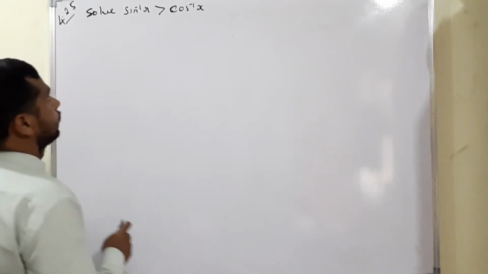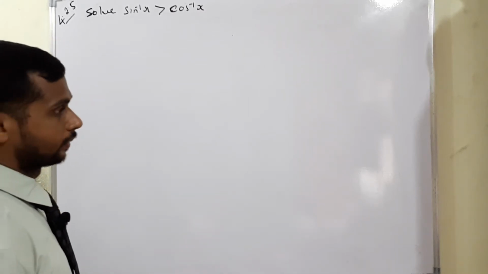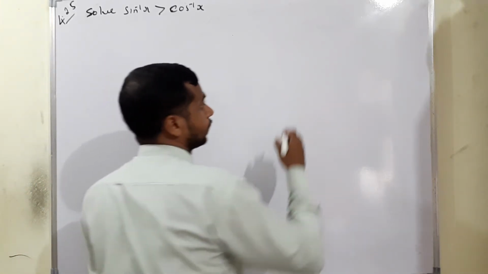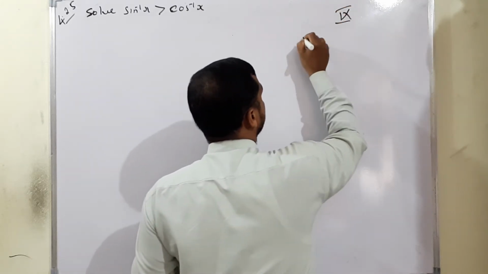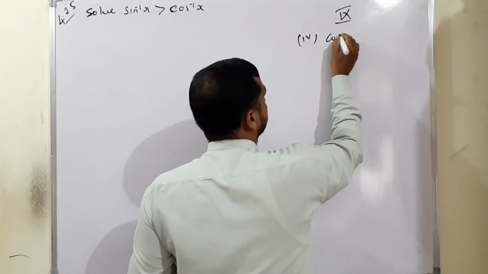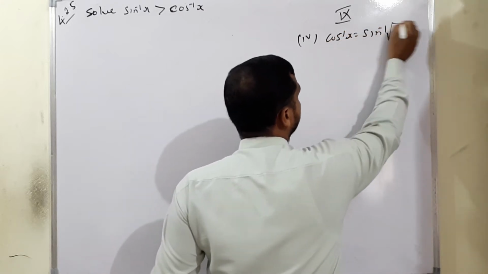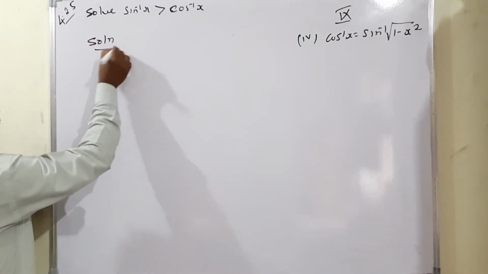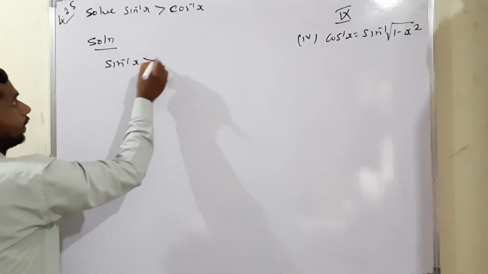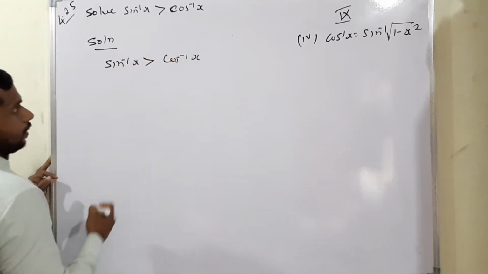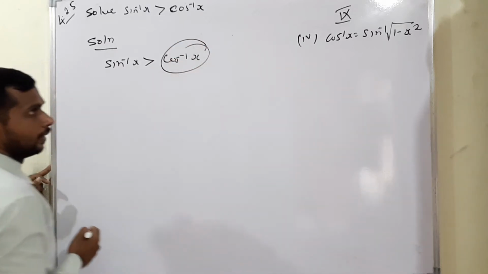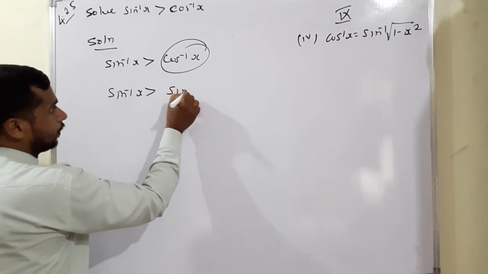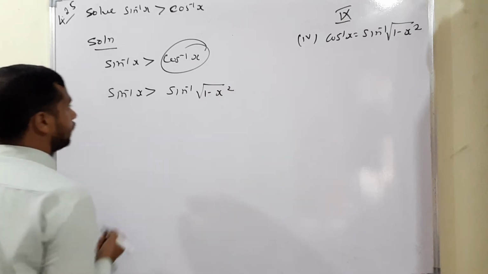Example 4.25 question: sin inverse x greater than cos inverse x. Before moving to the question, in your book, see the properties of inverse trigonometric functions. Property number 9, subdivision 4, gives one of the important properties: cos inverse of x is equal to sin inverse of square root of 1 minus x square. Solution: the given condition is sin inverse x greater than cos inverse of x. So instead of cos inverse x we can write sin inverse of square root of 1 minus x square. Sin inverse x greater than sin inverse of square root of 1 minus x square.